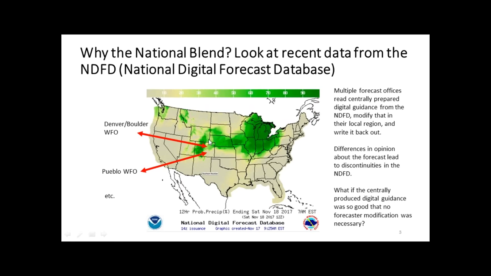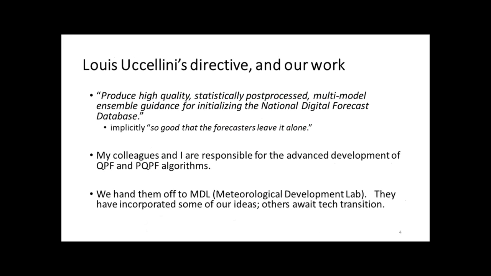Forecasters in each individual WFO have the ability to modify that database in their region. And you can see regions between Denver, Boulder WFO, and Pueblo here, where things have dried out suddenly. And you can see central southern Iowa is different than northern Iowa. There's a bit of a discontinuity there, which probably to your eye as well doesn't look physically realistic. Well, this is because of the forecaster modifications that go on to this data. And one forecast office makes a modification that seems sensible to them, but that may differ from what the neighboring forecast office is doing.